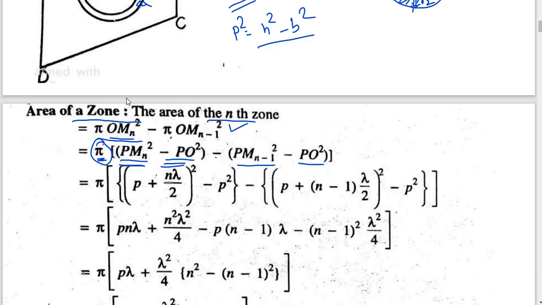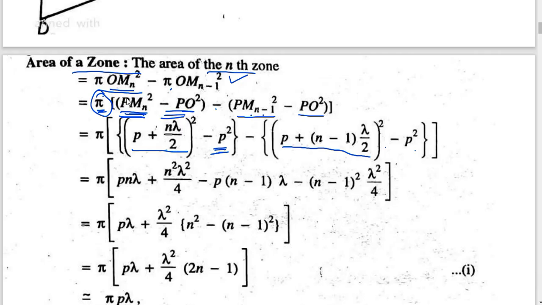So what is PMn square? That is p plus n lambda by 2 whole square, minus what is PO? PO is the first line, that is p square. Minus what is PMn minus 1 square? That is p plus n minus 1 lambda by 2 whole square, minus p square. So what will be the value? Using the method, p plus n lambda by 2 whole square means p square plus n lambda p plus n square lambda square by 4.